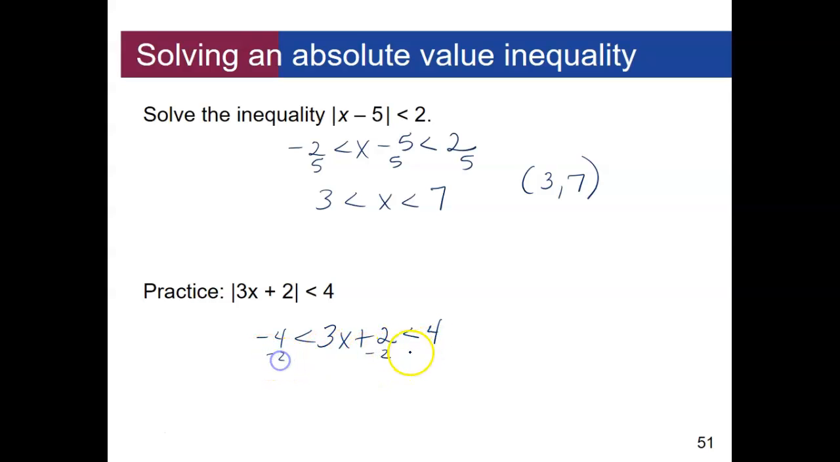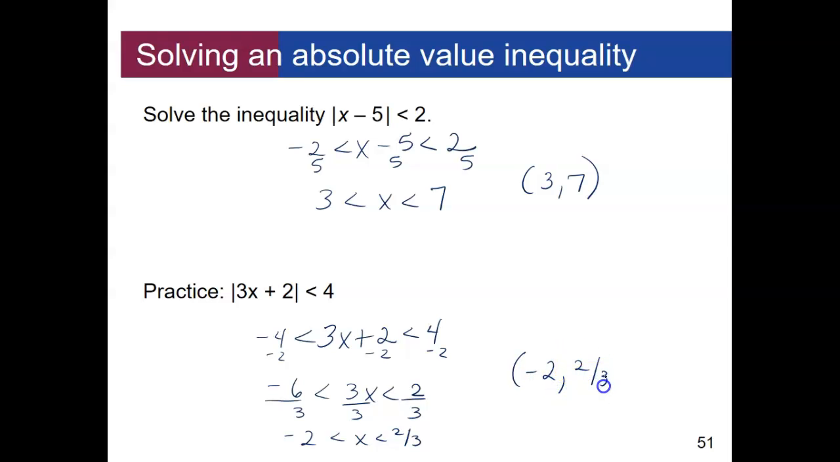Subtract the 2 first. We'll divide by 3, and we're going to get -2 is less than x is less than 2/3. So we'll have -2 to +2/3. And these would be done the same way if they had less than or equal to's. It just so happened that all of our examples were just strict.